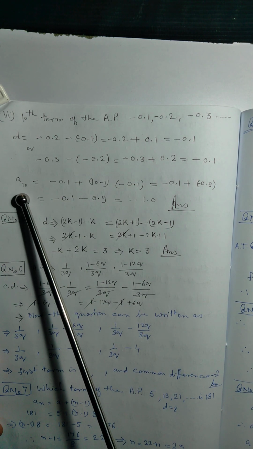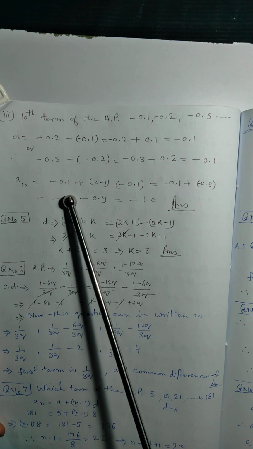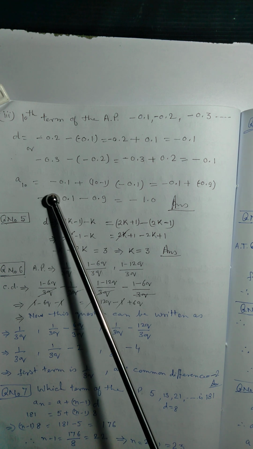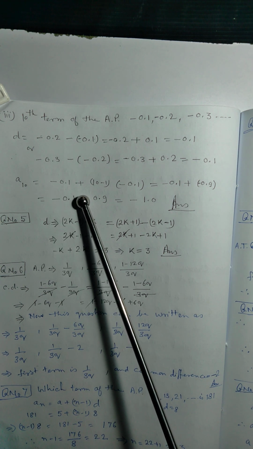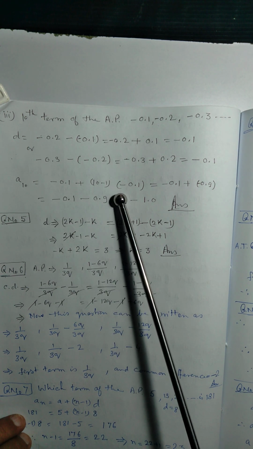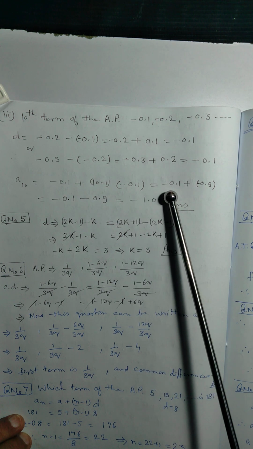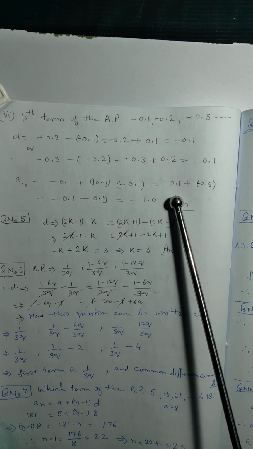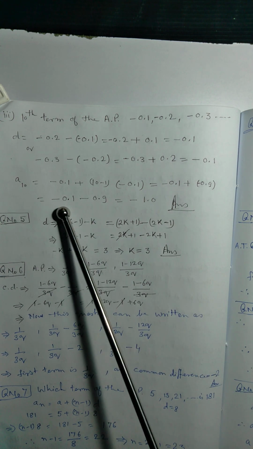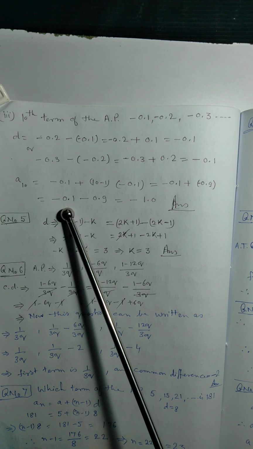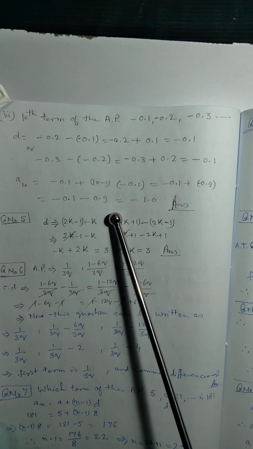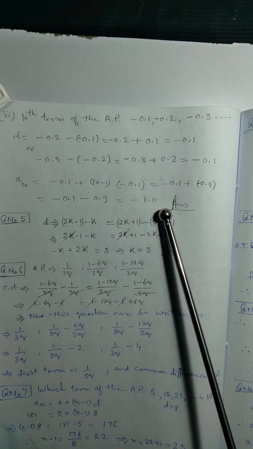So now the 10th term, we have to write the 10th term, that will be equal to your first term. Write down first term, that is minus 0.1 plus 10 minus 1 into minus 0.1. Again solve it, you will get minus 0.1 plus minus 0.9, that is equal to minus 1, and this will be your answer.